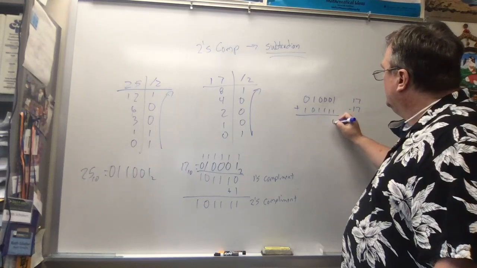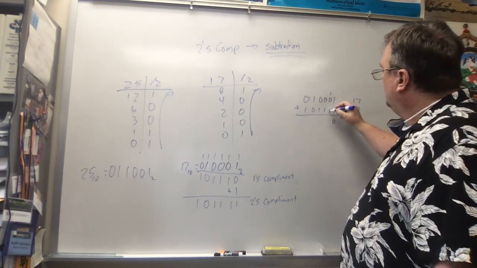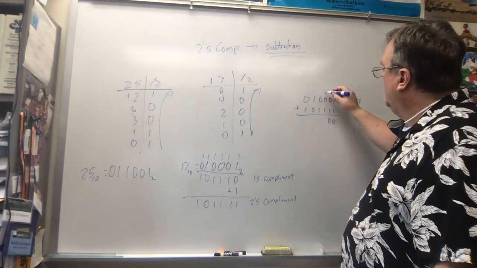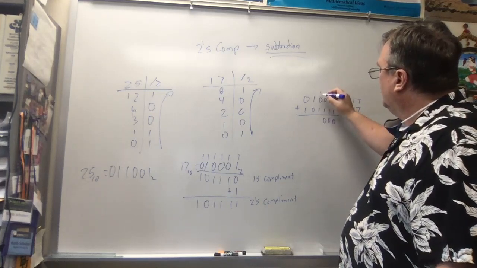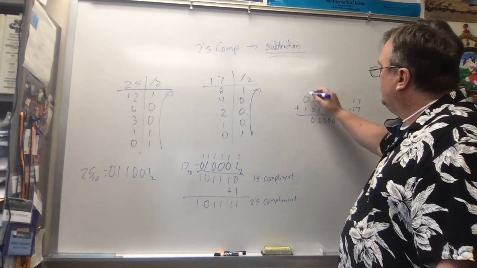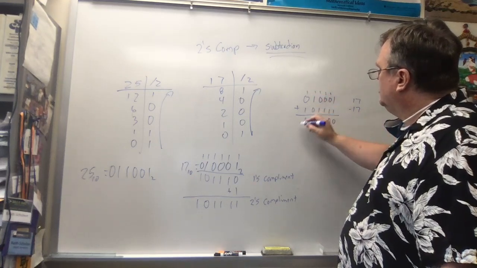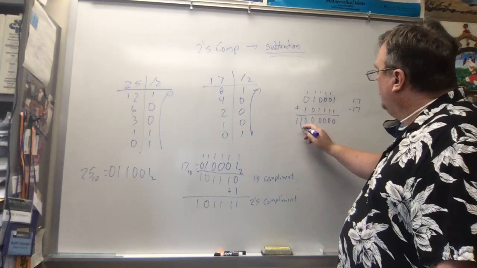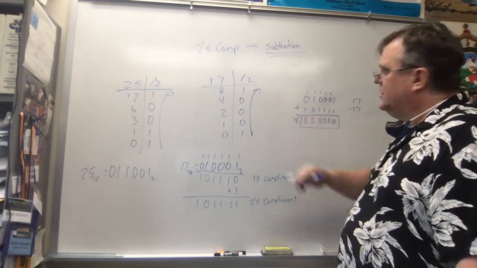1 plus 1 is 0, carry a 1. 1 plus 1 is 0, carry a 1, and so on across all six digits. But I only have 6 digits, so that last carry disappears.